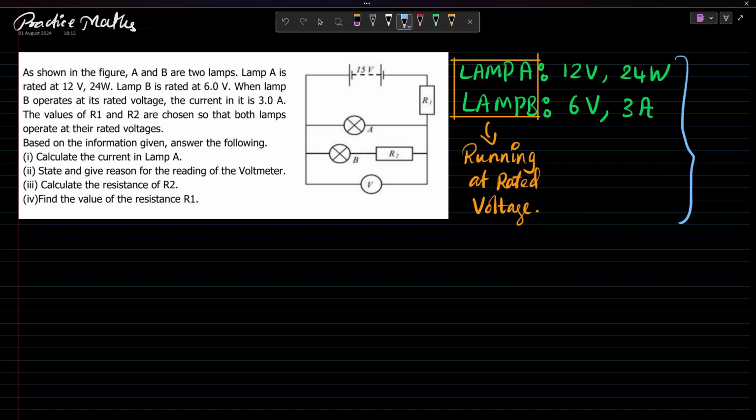So we have a question here. The short gist of the question is basically that lamp A is rated at 12 volts and will be consuming power of 24 watts, and lamp B rated at 6 volts will have 3 amperes of current running through it. Alright, so this is the entire question, and lamp A and lamp B are resistors. Then we have 4 sub-questions here.